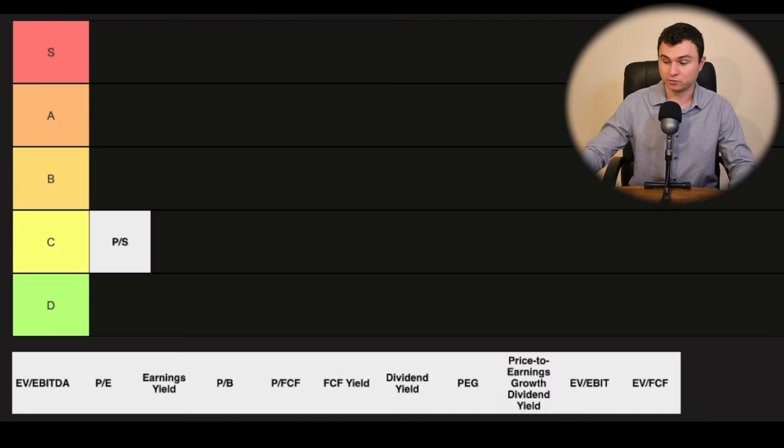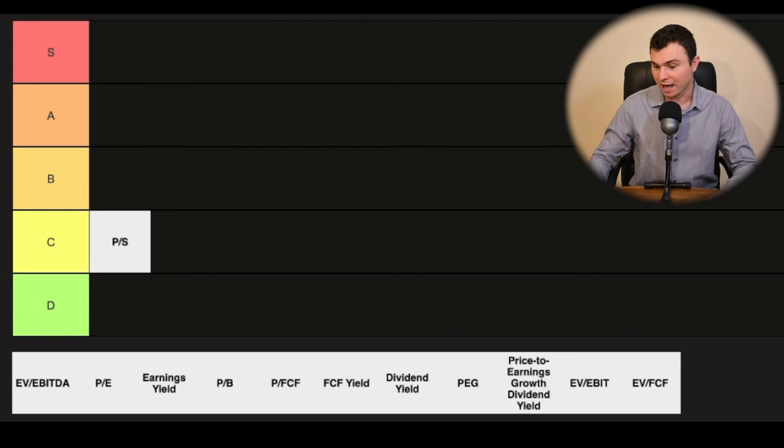What I don't like about this ratio is that it doesn't take into account the profitability of the company. Two companies can have the same revenue, but one has twice the margins, is twice as profitable as the first one. If they have the same revenue, they will have the same ratio. So profitability has an importance. If I want to invest in the best companies, I want to see if they are really profitable. And because it doesn't take into account the profitability, I will put it in the C tier.